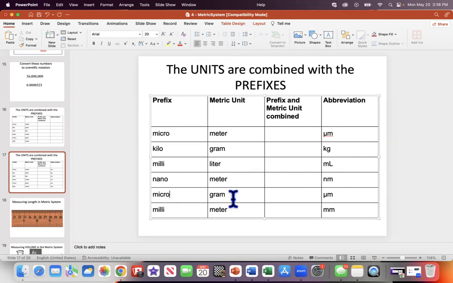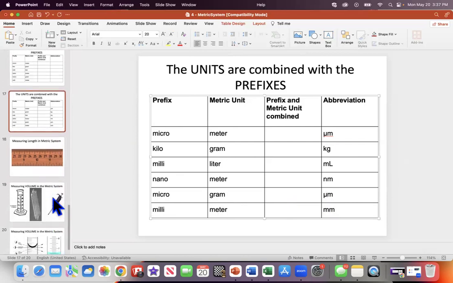Next one, microgram. Micro, we talked about this. Micro is 10 to the power of -6. So it's a very small number. And we use the Greek letter. This means micro. So microgram is a very, very small weight. It's 10 to the power of -6. Abbreviation, this is micro g. Millimeter, 1 divided by 1,000 meter. So it's a very small scale. So mm is the millimeter. So these are the abbreviations.